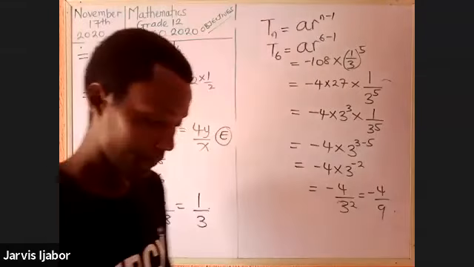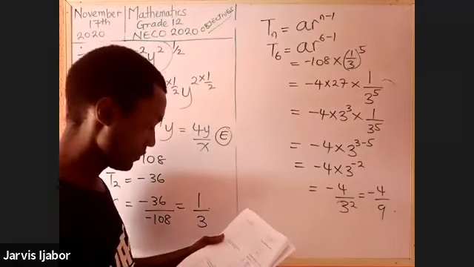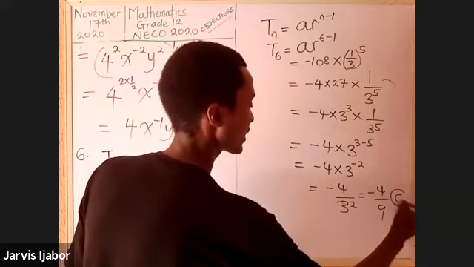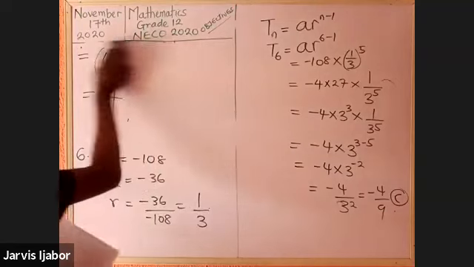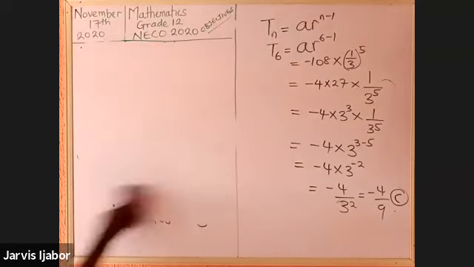And that answer will be C. So if you're taking that exam, that answer would have been what? C, okay? So let's go to question 7.